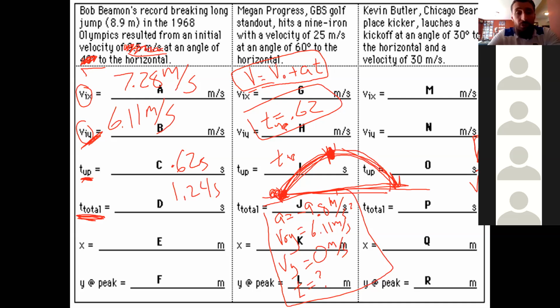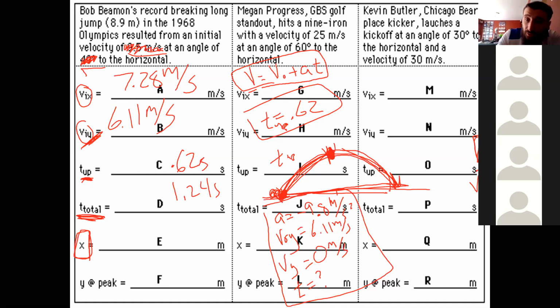All right. So now it says how far, right? Delta X is how far he's gone. So I use X. If you're looking for delta X, it should be obvious that you're going to be in the X direction here. But I know VOX. Do I know time? What time am I going to plug in here? Am I going to use 0.62 or am I going to use 1.24? Good. Yeah, I'm going to use 1.24 here.